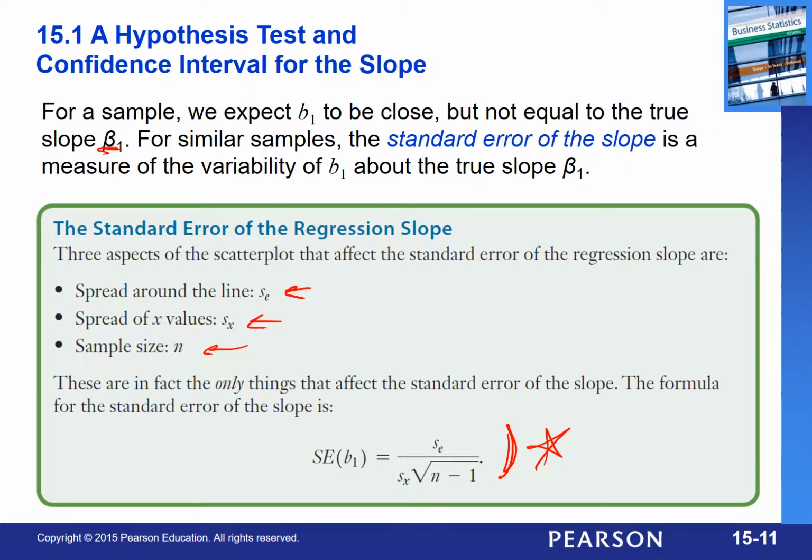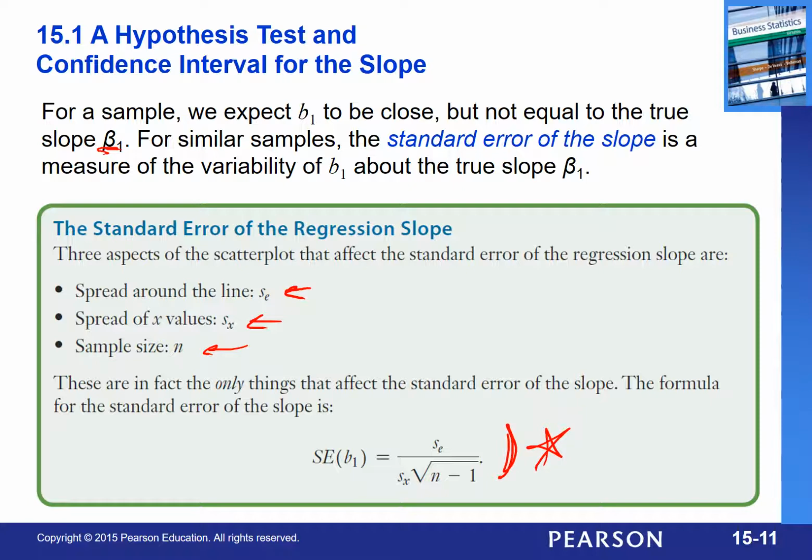All right, so this is what it looks like. If you want to back up and watch the previous 3 slides, this was the first slide, this was the second, and this was the third. So spread about the line, spread of the values of x, and then sample size. All 3 of those contribute to what the standard error of the regression slope is, which is this equation down here. Woohoo!